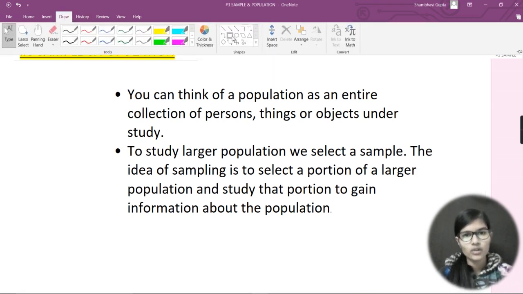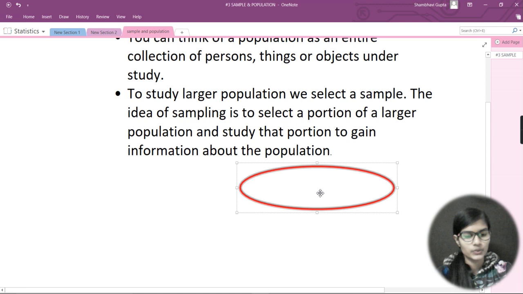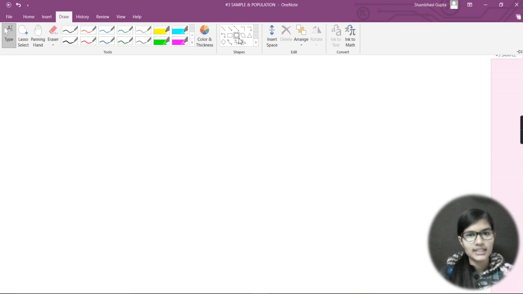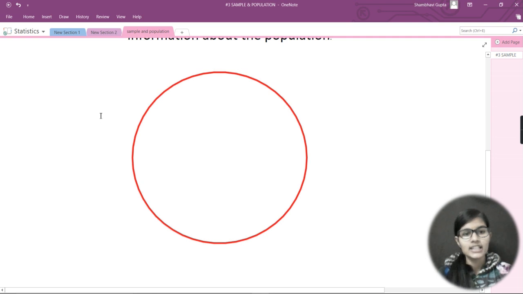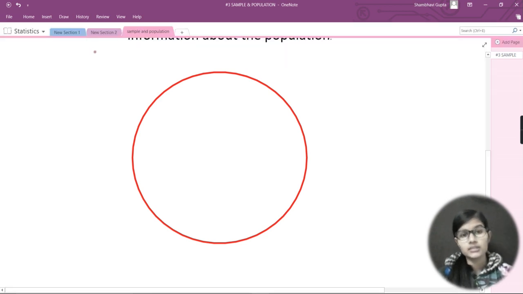So for that, let me draw a circle and after that I will explain by an example. Let's say I have made this circle, and this is a population. Now I'm going to take an example: I want to survey how many hours students from age 10 to 15 in India sleep at night. Let's say the population I want to take the data for is 5 million.